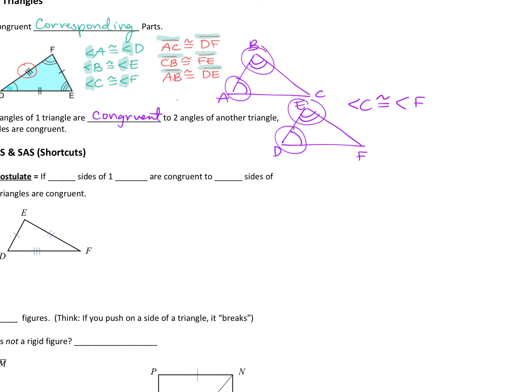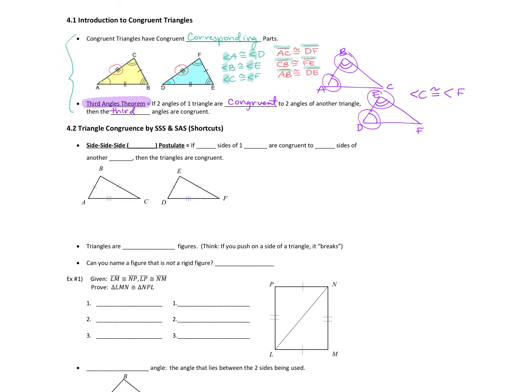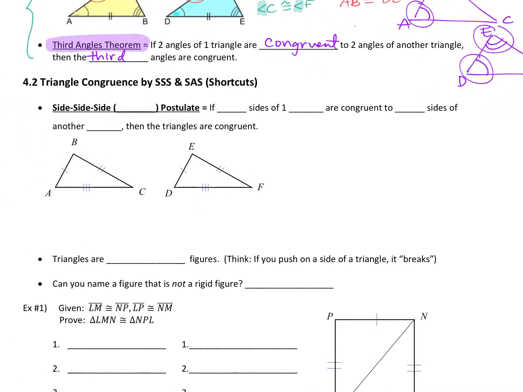So look for that when you're doing proofs. If you know 2 of the angles are congruent, do I know the third as well? And you will. Okay, so 4.2. This is the main show today.